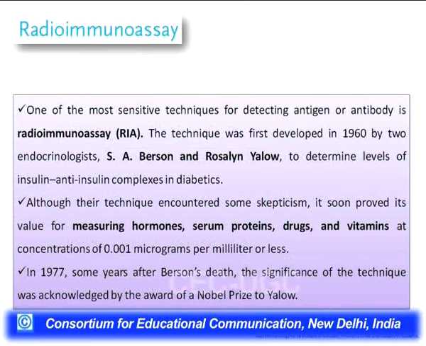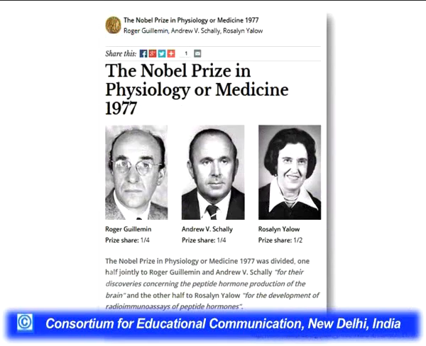Now, the first assay which was majorly developed based on this antigen-antibody interaction was called a radioimmunoassay. This radioimmunoassay was discovered by two endocrinologists, Berson and Yalow. They were the first to develop an assay which measured hormone, serum protein, drug or vitamin concentrations at a very low level. For their innovative work, Yalow was awarded the Nobel Prize in 1977 for the discovery of the radioimmunoassay of peptide hormones.